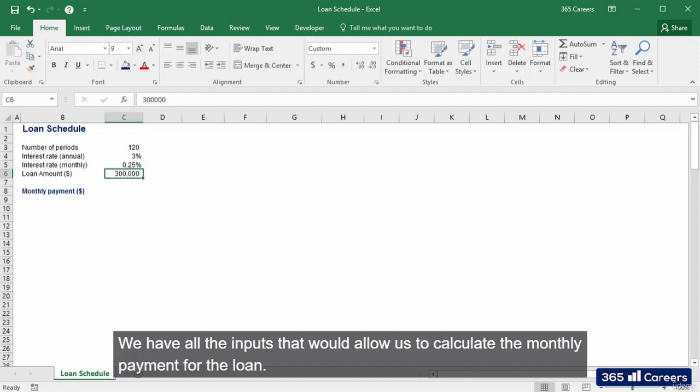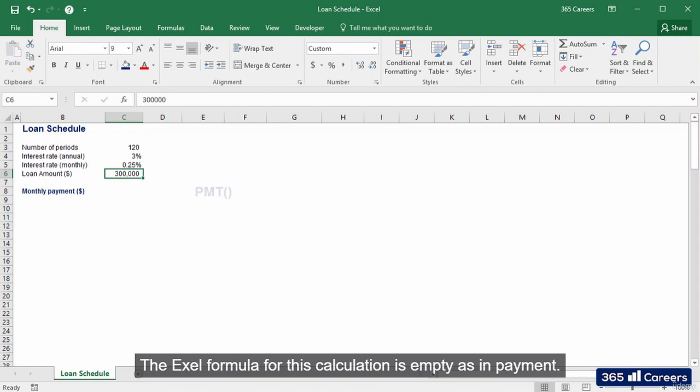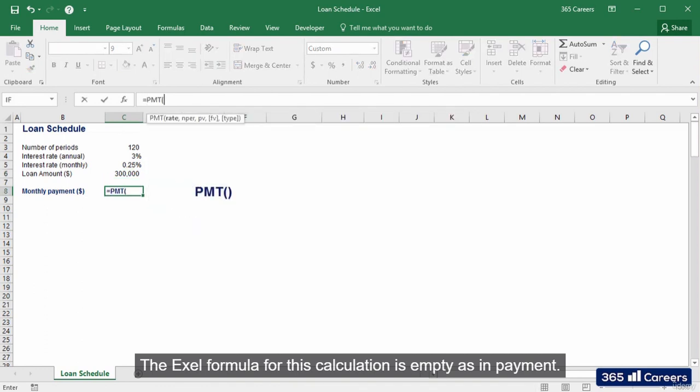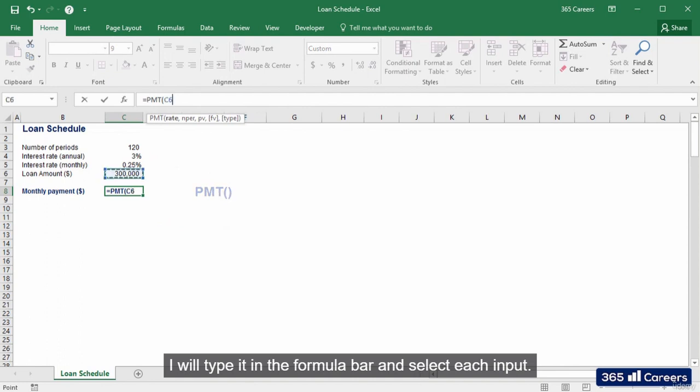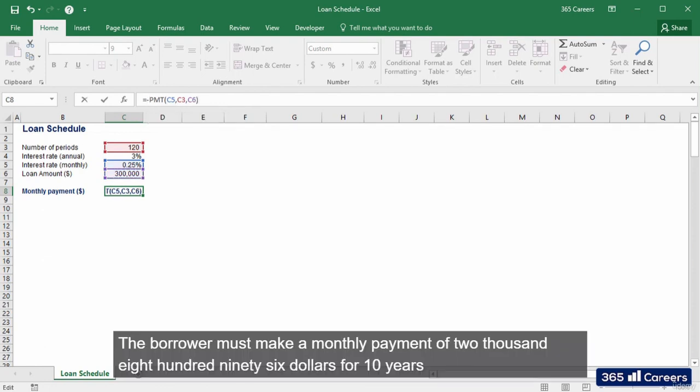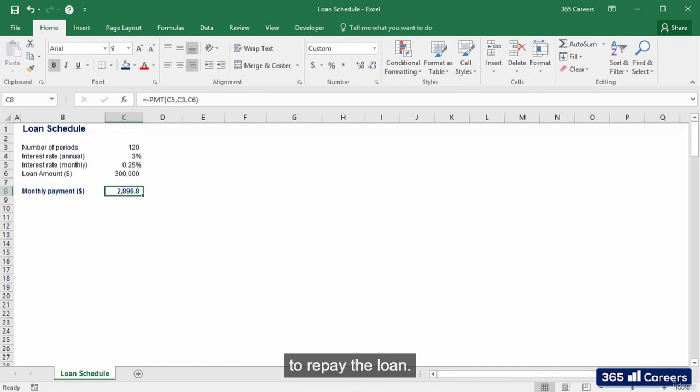We have all the inputs that would allow us to calculate the monthly payment for the loan. The Excel formula for this calculation is PMT, as in payment. I will type it in the formula bar and select each input we just entered. Okay, our formula is ready. The borrower must make a monthly payment of $2,896 for 10 years to repay the loan. A heavy monthly expense, right?